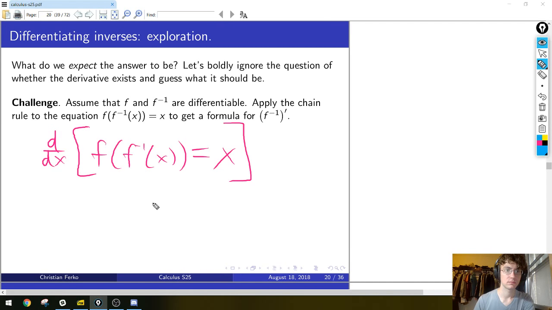Here we go. By the way, just to emphasize, this does not mean raised to the minus 1 power. So you do not use the power rule. F inverse is just a function. I believe it to be f prime of f inverse of x equals 1.